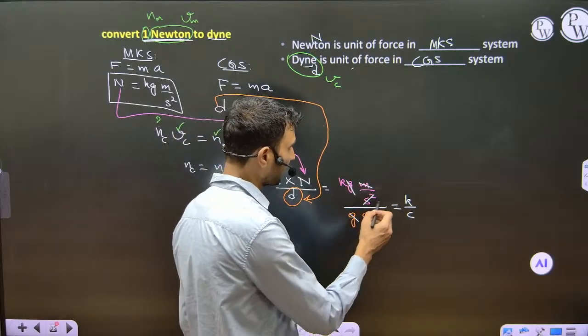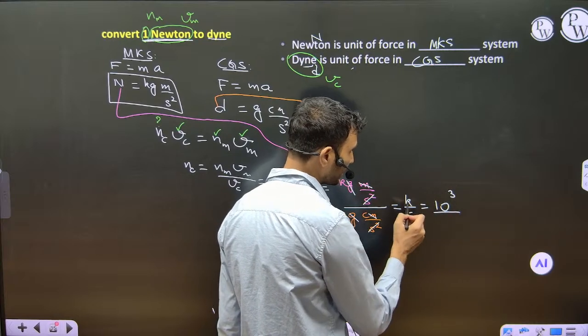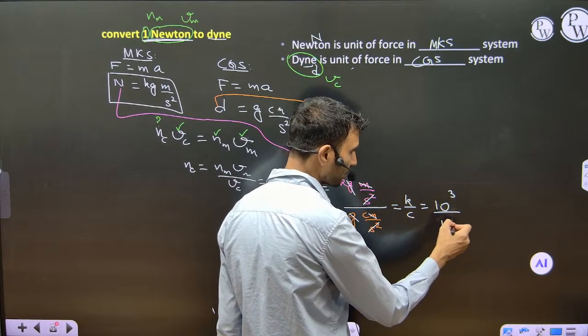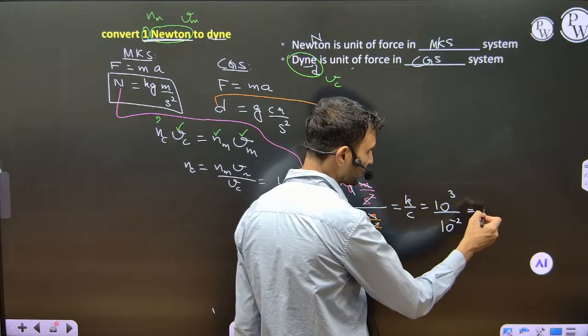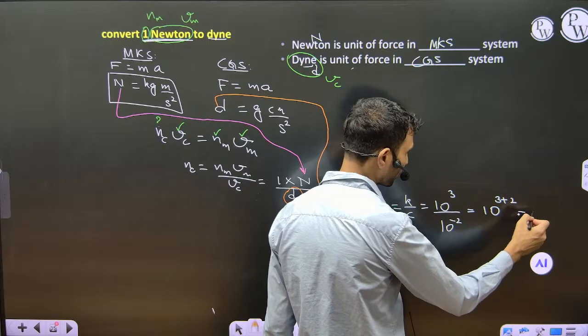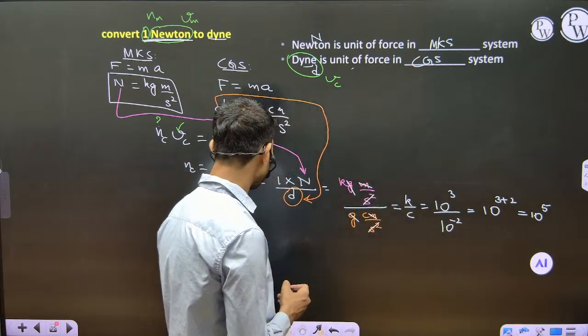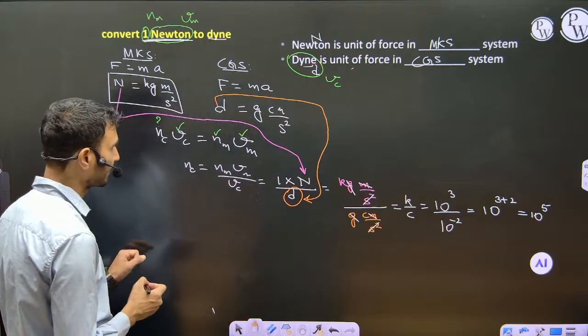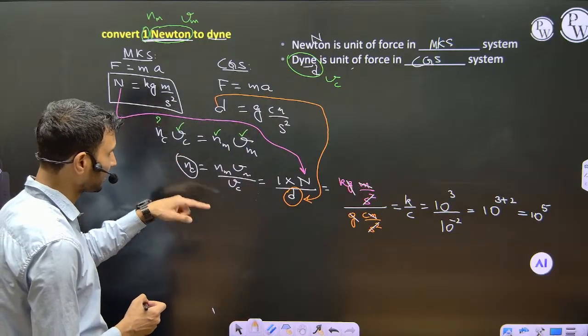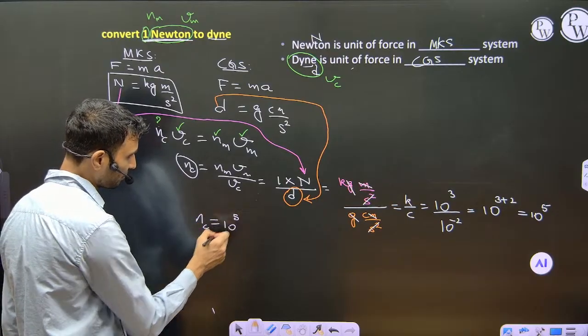And if you plug in the values, K is 10 to the power 3, C is centi, which is 10 to the power minus 2. In total it becomes 10 to the power 3 plus 2, which is equal to 10 to the power 5, right? So what are we getting? We're getting the value of NC is 10 to the power 5, right? So NC is equal to 10 to the power 5.